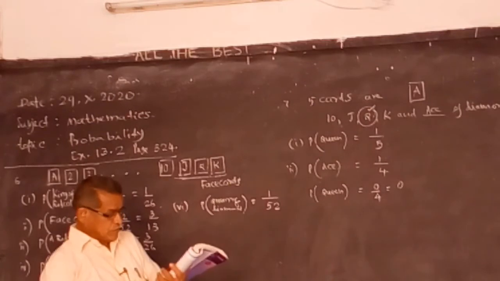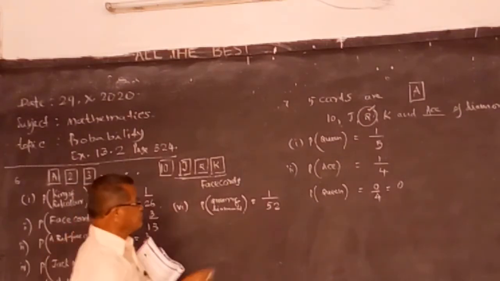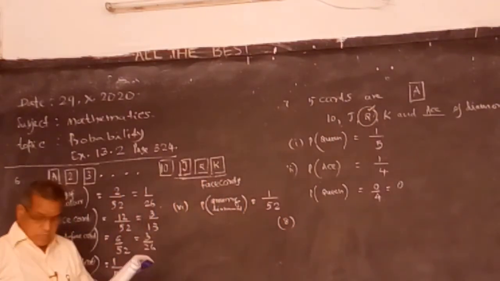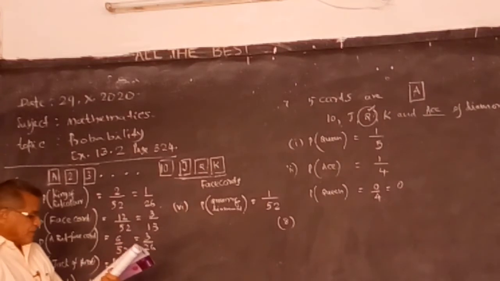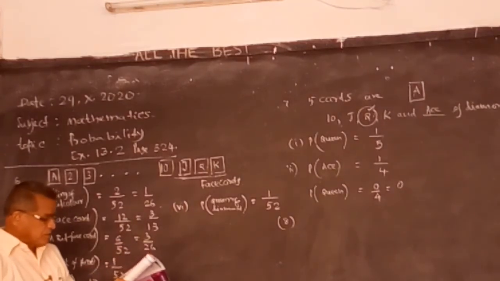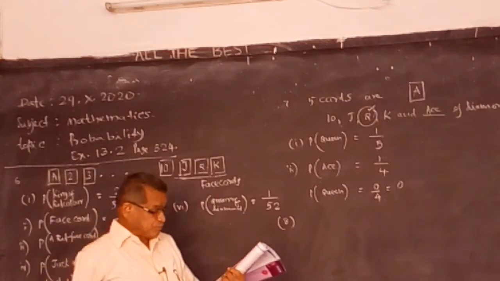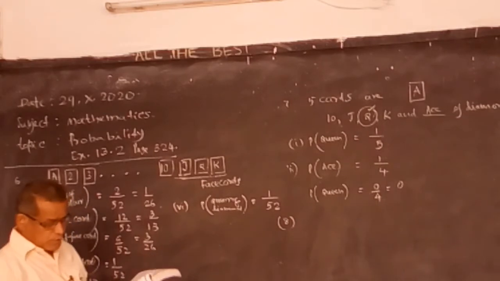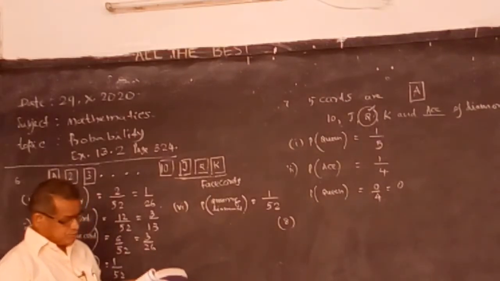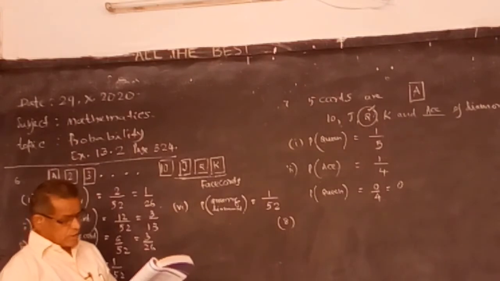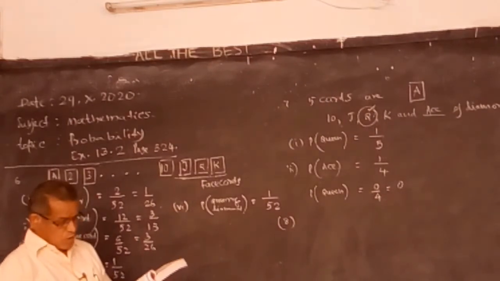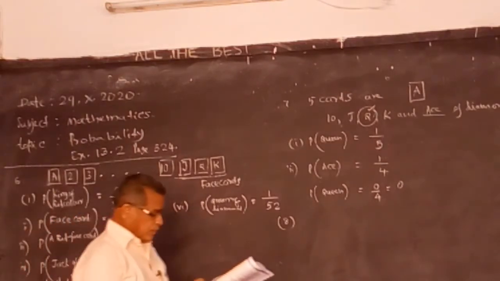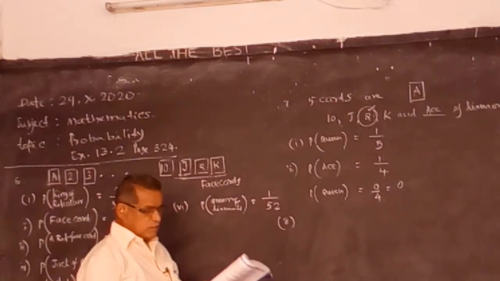Next, 8th question. Defective pens are accidentally mixed with 132 good ones. It is not possible to just look at a pen and tell whether it is a good one or a bad one. One pen is taken out at random from the lot. Determine the probability that the pen taken out is a good one.